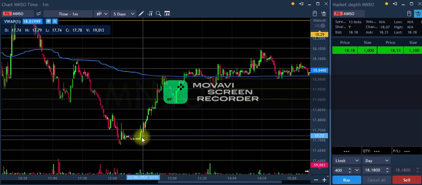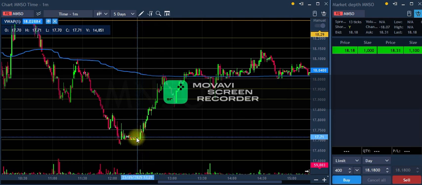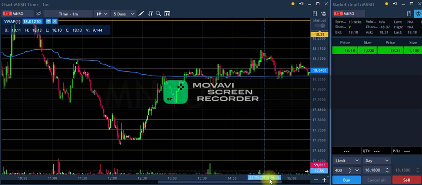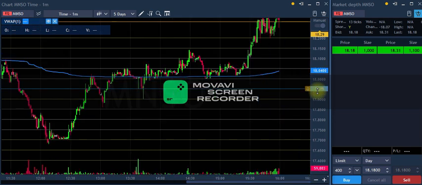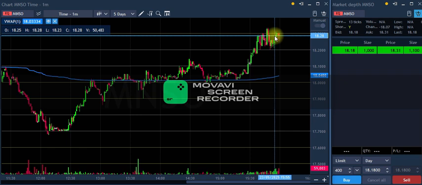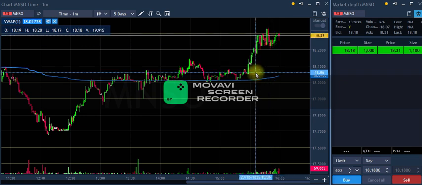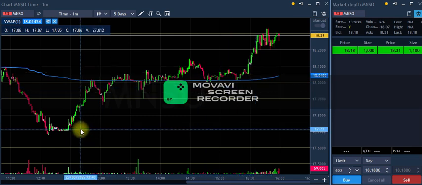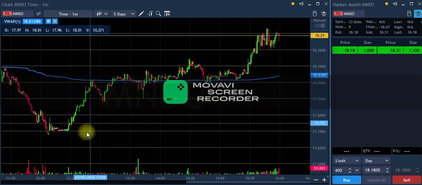So for a long play here, risking 2 or 3 cents above 17.71 or 72, risking, like I said, 2 or 3 cents, the reward eventually turns out to be 60 cents. That's an amazing 1 to 30, 1 to 25 risk reward. That doesn't happen, I don't want to say ever, but it doesn't happen very often in day trading. However, again, if you are looking at the right stocks and you have the luck and the timing, this is what you can achieve in day trading.